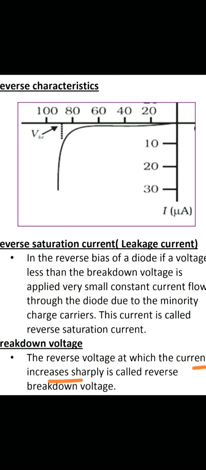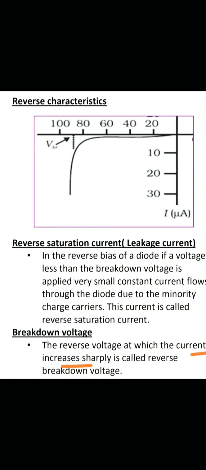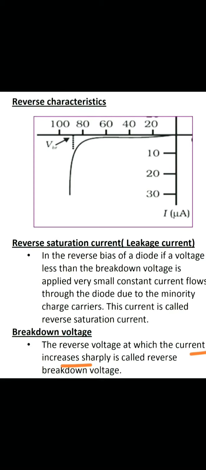Then the next two important terms are reverse saturation current and leakage current. What is reverse saturation current or leakage current? It is the characteristic of reverse biasing of a diode. Due to the minority charge carriers, there's a current flow. That is known as reverse saturation current or leakage current.